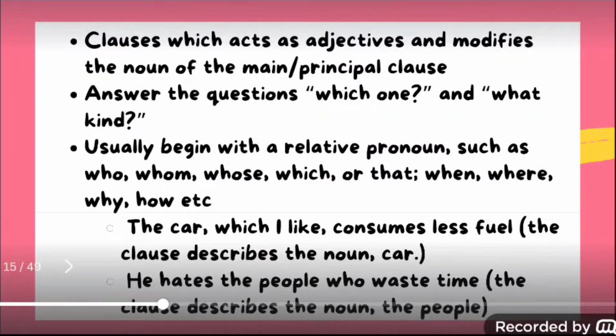So when a dependent clause acts as an adjective, we call it an adjective clause, and it usually answers the question which one or what kind.